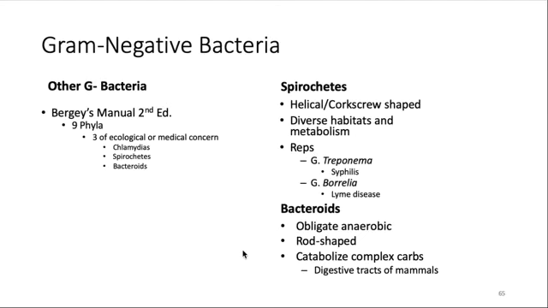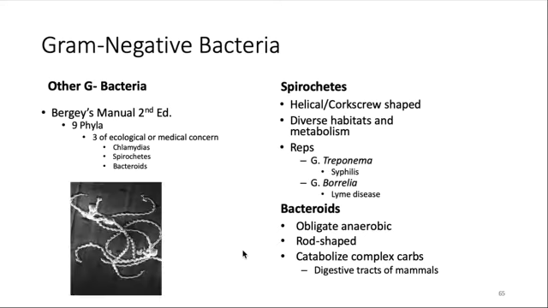Then you have the bacteroids. The bacteroids are obligate anaerobic, rod-shaped, and they're able to catabolize complex carbohydrates. So you see them commonly in the digestive tract of mammals. Up to about 1 billion per gram of human feces are filled with these particular bacteria, and they are typically recovered from deep tissue infections or surgical punctures, and so they can also cause such infections as well.